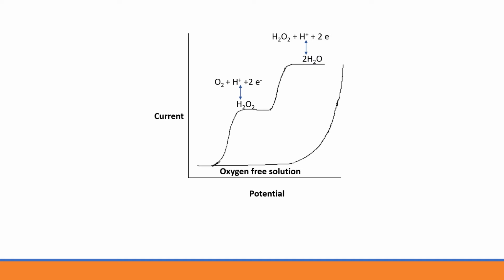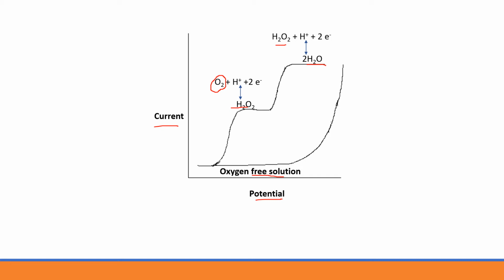Now the polarogram is being shown, which is a plot of current versus potential, and in this polarogram two cases are shown. The first one is for an oxygen free solution, and the second one is for a sample solution which contains oxygen. So in this case, two oxygen waves are observed. The first is due to the reduction of oxygen to hydrogen peroxide, and the second one is due to the further reduction of hydrogen peroxide to water.